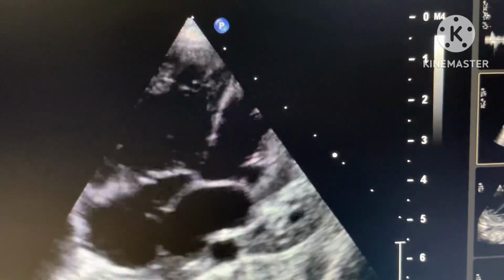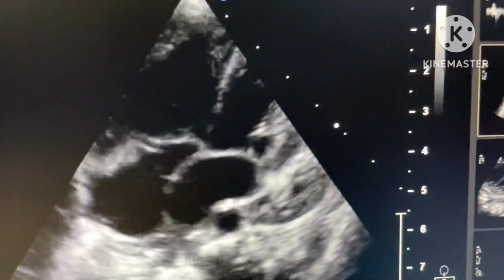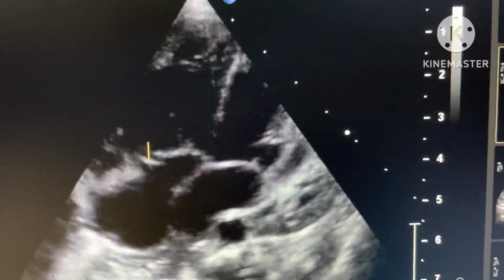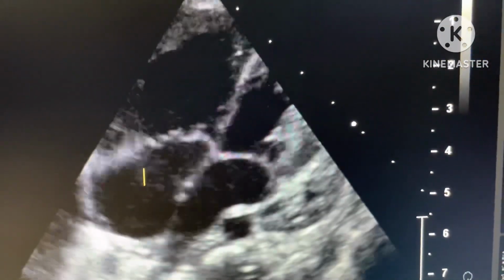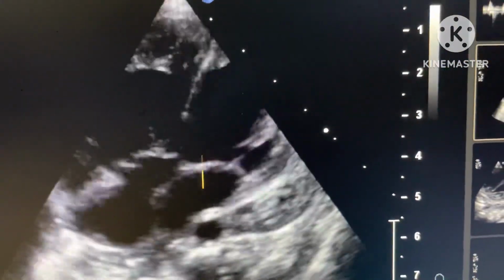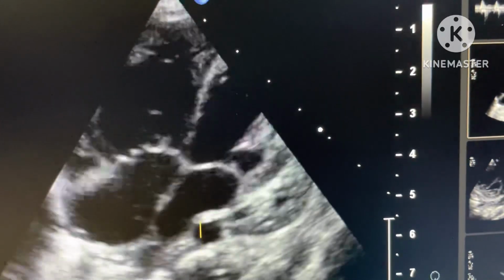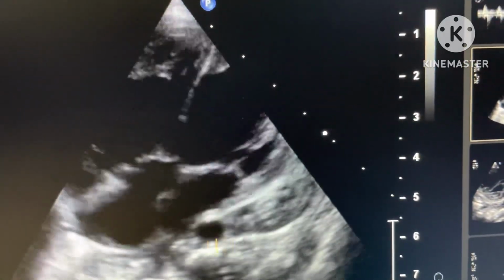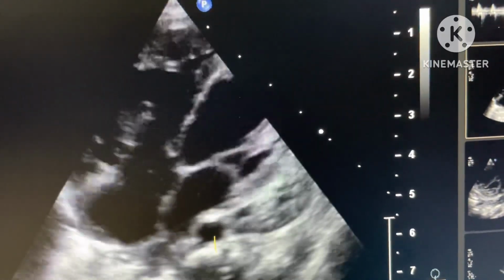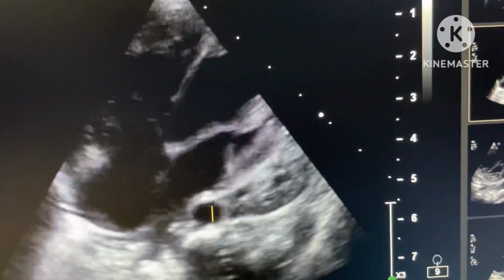This is the case of a 5 months old infant in the apical four-chamber view. This is right atrium. This is right ventricle. You can see right atrium and right ventricle dilated compared to left atrium, left ventricle. This is aorta in cross section. Obviously, aorta is posterior to left atrium. This is thoracic aorta.